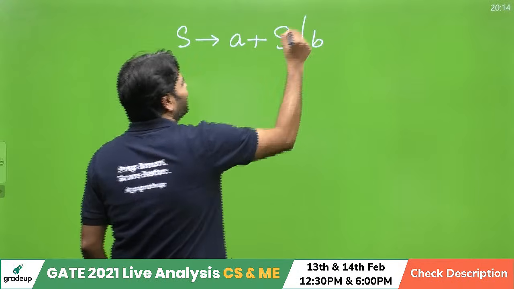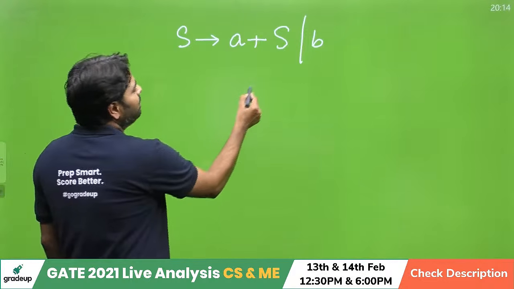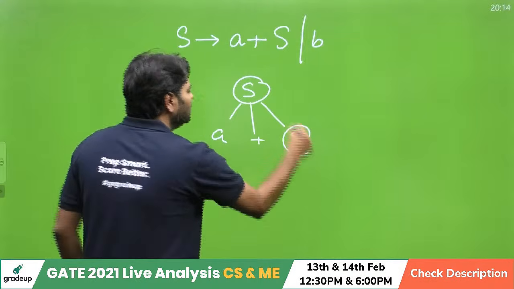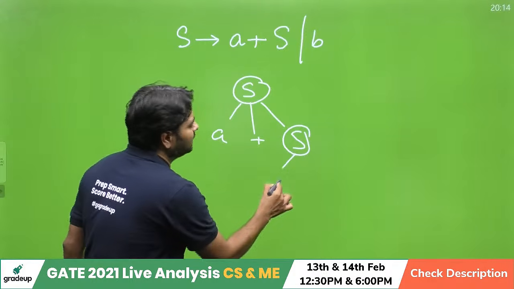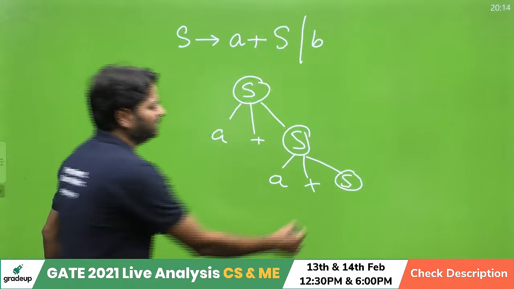Look at this here, look at this. Now which associativity is it? When I am writing something here, A plus S, how do you get the other plus? Is it from left or right? Is it from left or right? From this S, I get another plus. And don't worry about that S. S gives B, that's okay, fine.